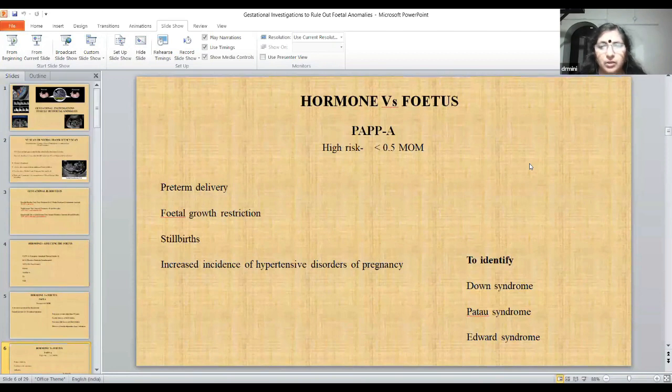But this test is done to identify Down syndrome, Patau syndrome, and Edwards syndrome. These are some chromosomal anomalies. Down syndrome is the commonest one we see, then Patau syndrome and Edwards syndrome. These anomalies are also associated with abnormal PAPPA levels, which can also cause preterm delivery, fetal growth restriction, stillbirths, and increased incidence of hypertensive disorders of pregnancy. And then to the detailed study.